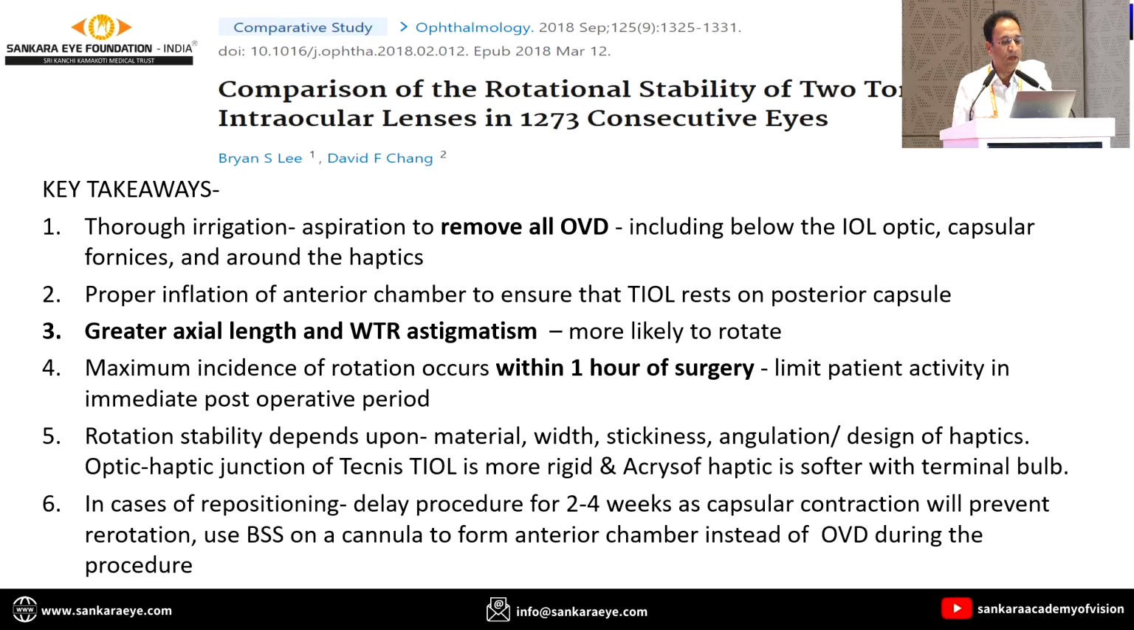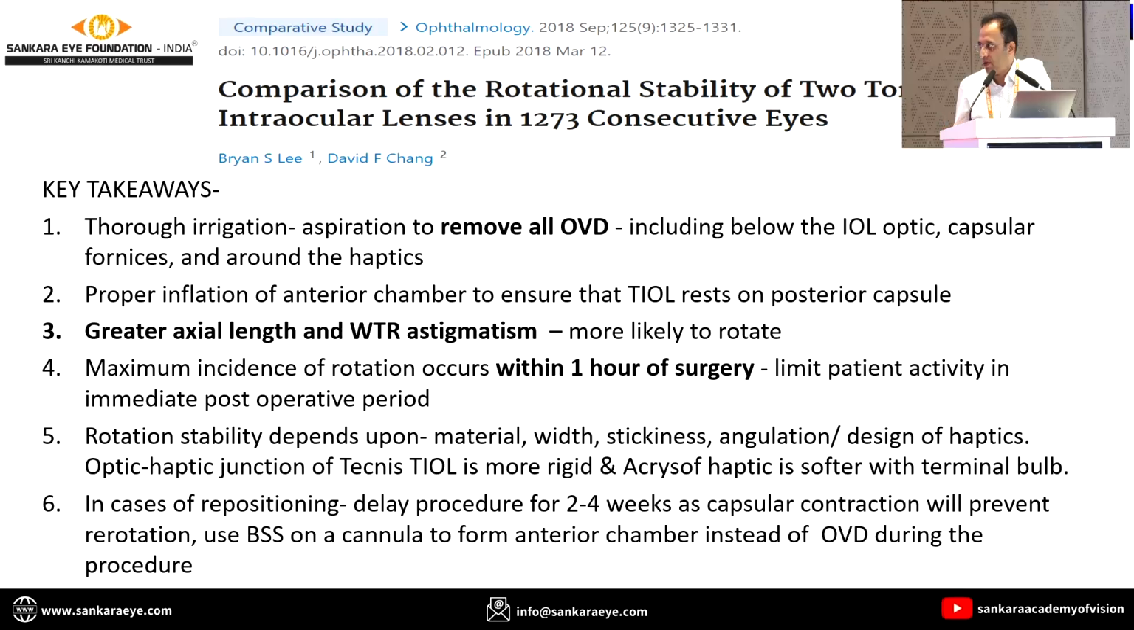First is thorough irrigation aspiration to remove all OVD. Yes, all of us emphasize that, including below the IOL haptic and the capsulorhexis, most important around the haptics. So these two things, because most of us just tap and remove; go behind the IOL, go beyond the capsulorhexis and around the haptics. Proper inflation of the anterior chamber to ensure the TIOL rests on the posterior capsule.